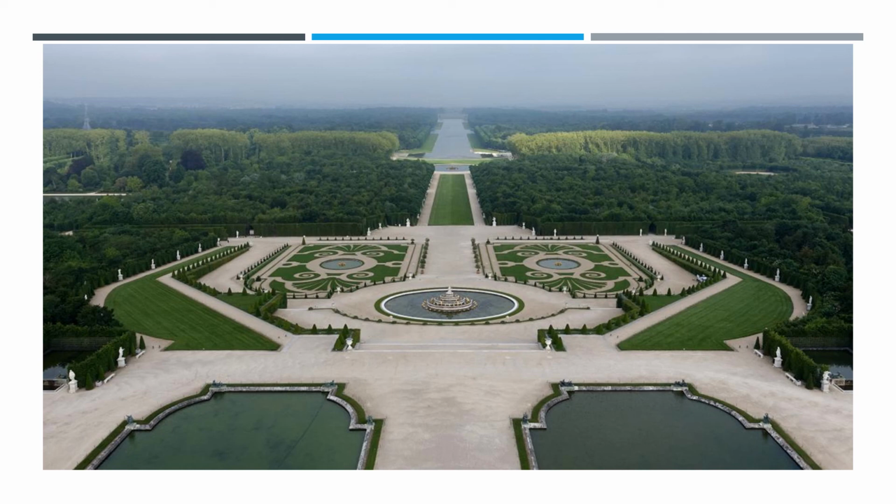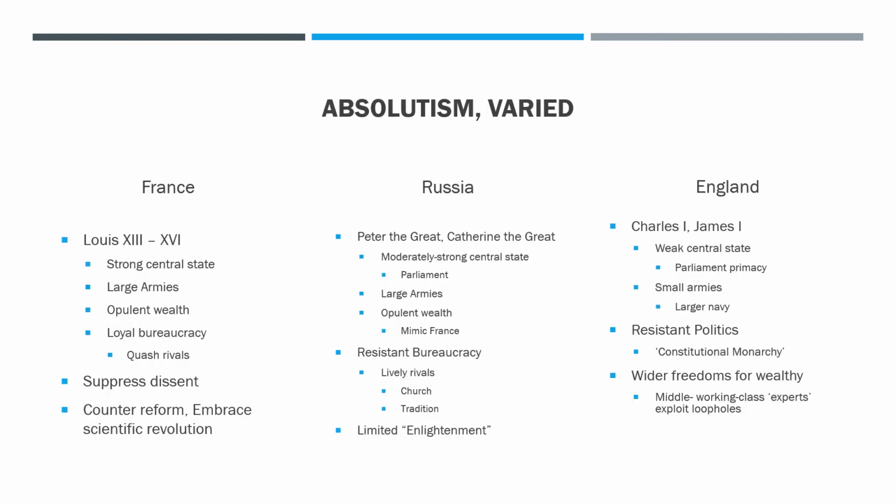And in a way, it's a kind of self-fulfilling prophecy. He became powerful because he was able to project power. And he's able to project power because people allowed him to become powerful. That's the heart of absolutism. Now, absolutism does vary. In France, it was a very strong central state.